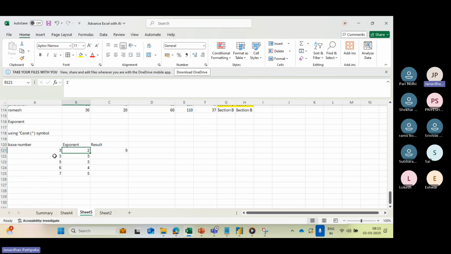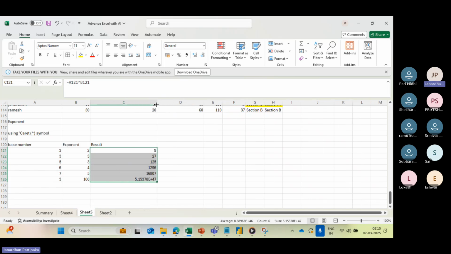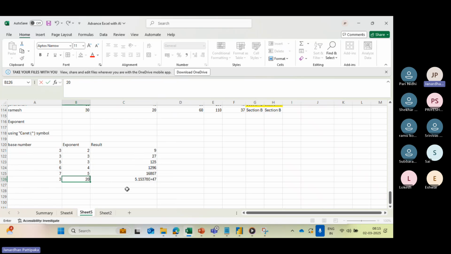So if you want any number and you want the exponent of that particular number, say I want 3 to the power of 100, with this exponent I am able to find it. I have used the formula over here, and I can drag this formula down. You have the larger number here. So 3 to the 100 becomes a very huge number. So 3 to the power of 20, like that.